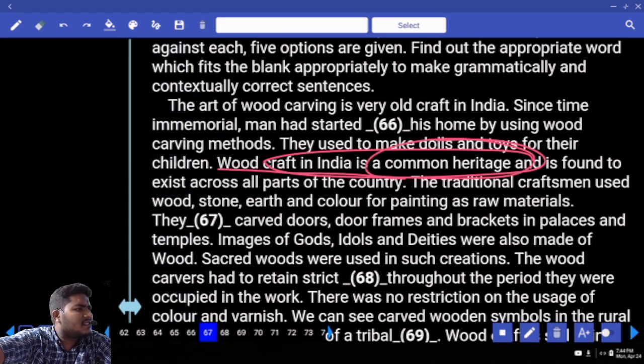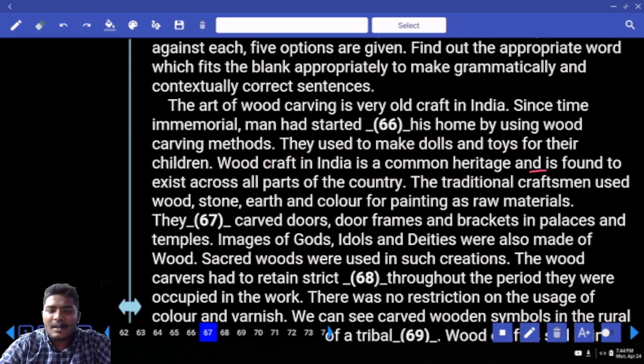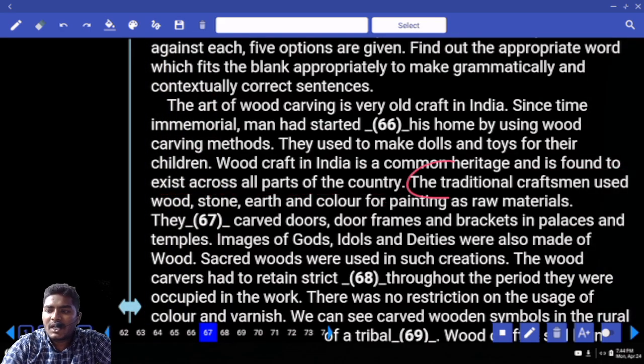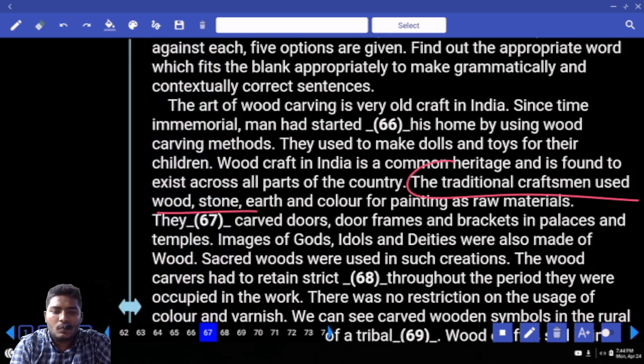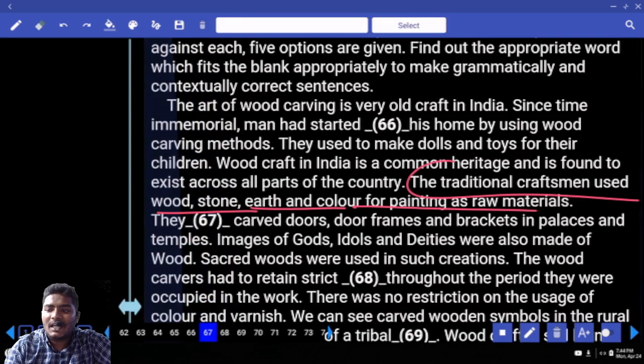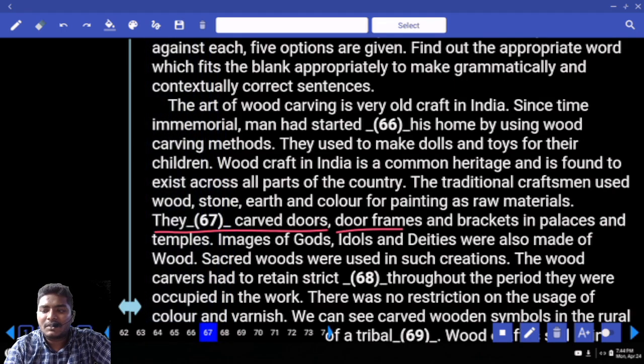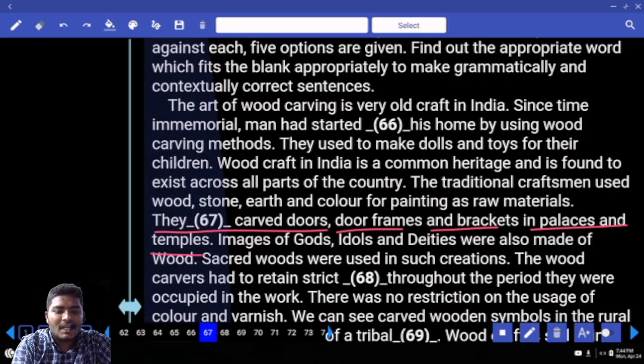That means everybody does it. If your father is a wood carpenter, again you become a carpenter. This is how it was, and is found to exist across all parts of the country, common everywhere. The traditional craftsmen used wood, stone, and earth color for painting as raw materials. They dash carved doors, door frames, and brackets in palaces and temples.